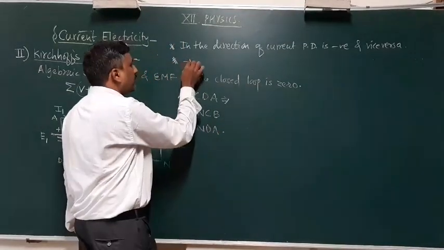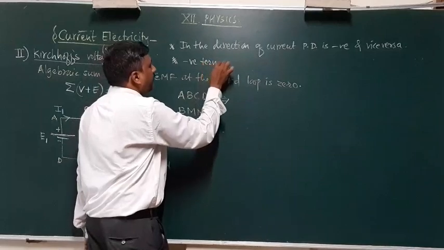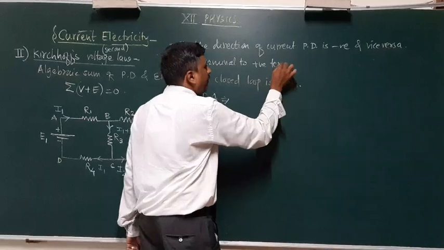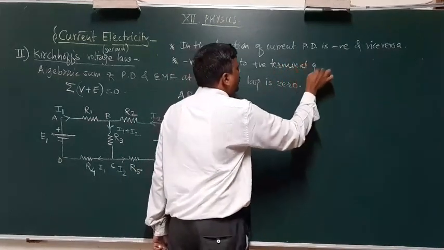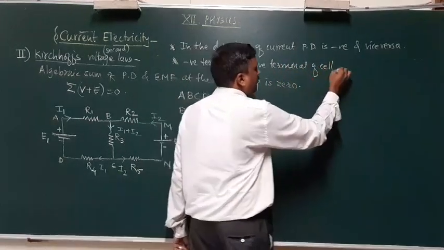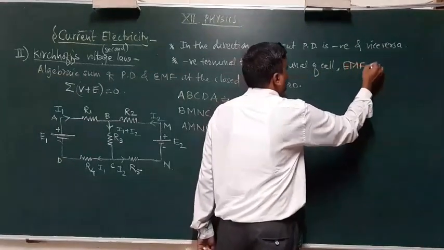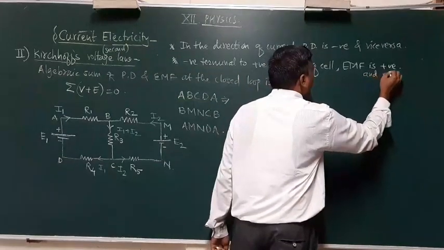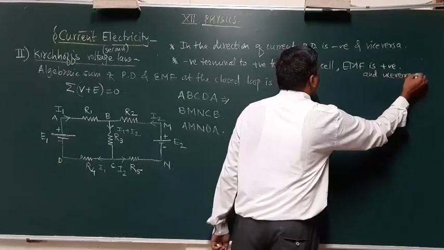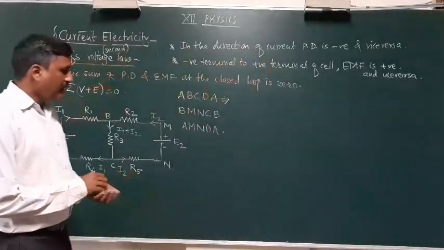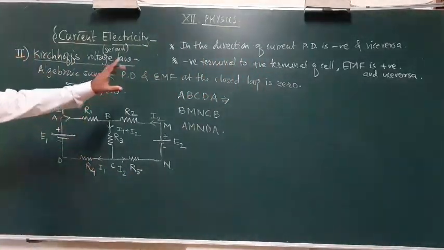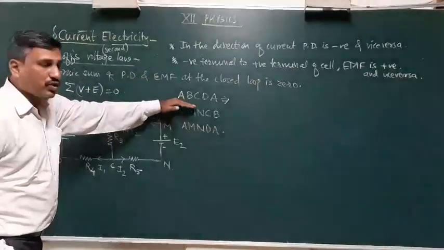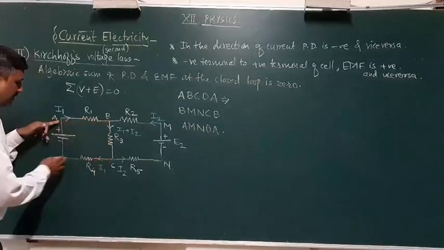Second sign convention. Negative terminal to positive terminal of cell, EMF is positive and vice versa. Okay? Now we start to write. Using this sign convention and applying these two sign conventions for the first closed loop. Closed means A, B, C, D, A.